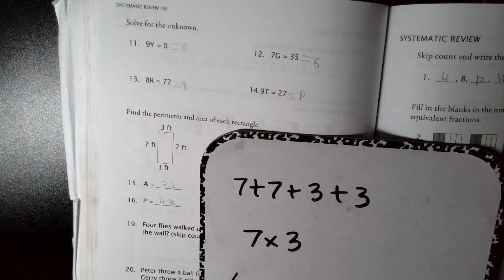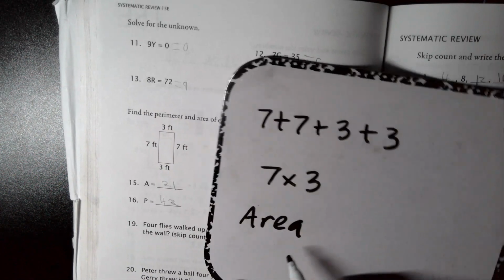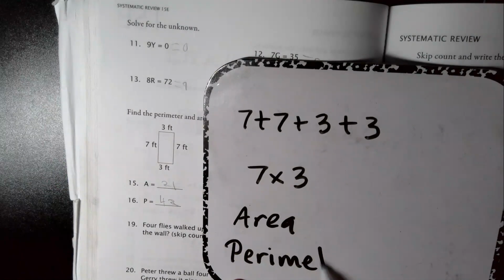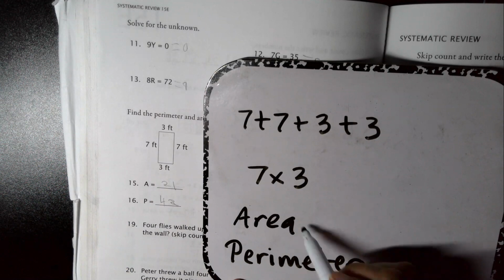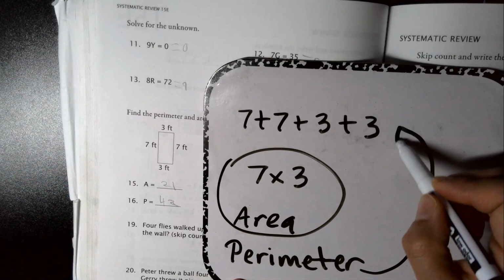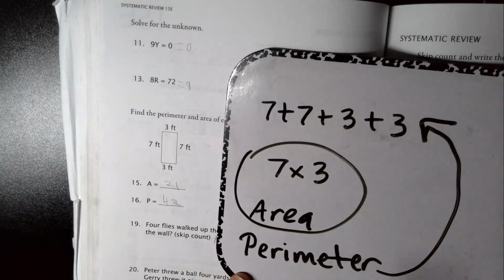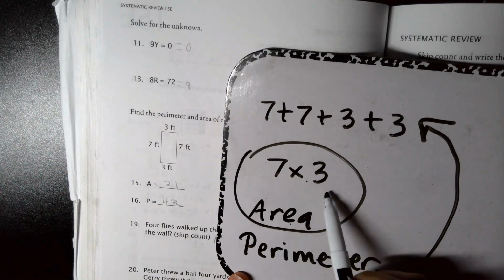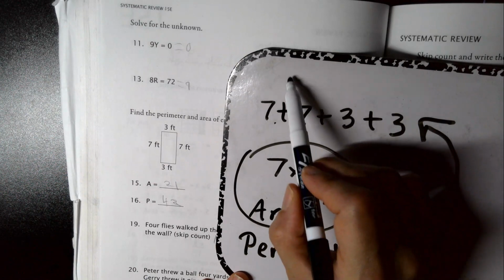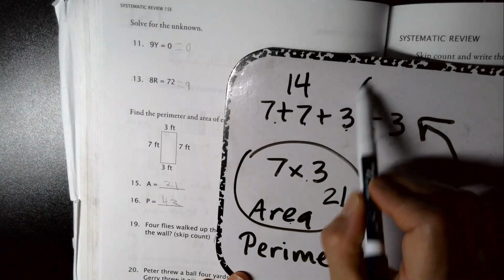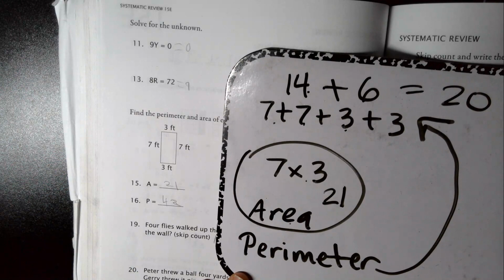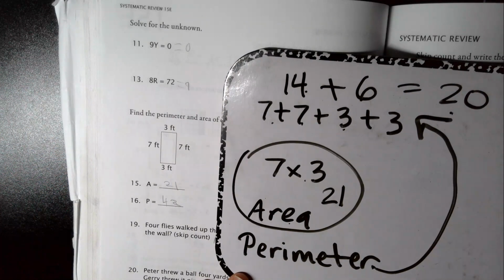Area spelled like this, area. Okay. Oh, that's a short one. And perimeter spelled perimeter. Oh, that's a long one. So the short one goes with the short one, and the long one goes with the long one. Okay. So then 7 times 3 would be our area, which is 21. And 7 plus 7 is 14. 3 plus 3 is 6. And 14 plus 6 is 20. So our perimeter would be 20.